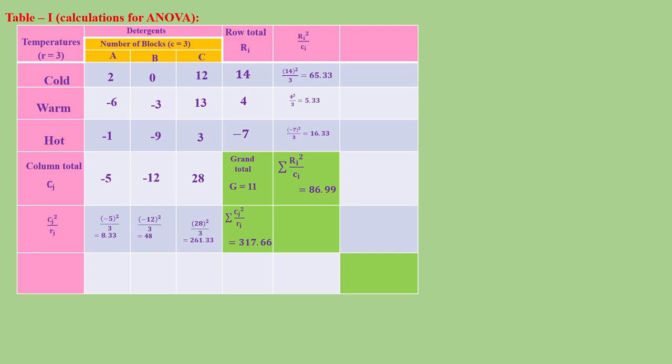Then find the row sum of squares. So square the numbers in the first row and add up: 2 square plus 0 square plus 12 square, like that. So you will get 148. For the second row 214, third row 91.